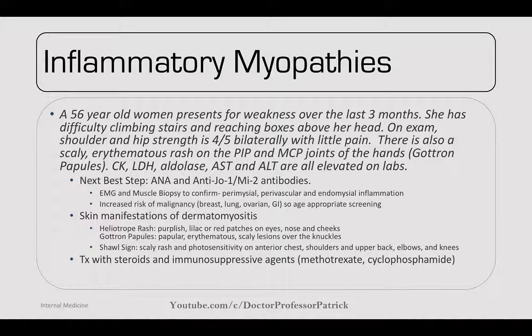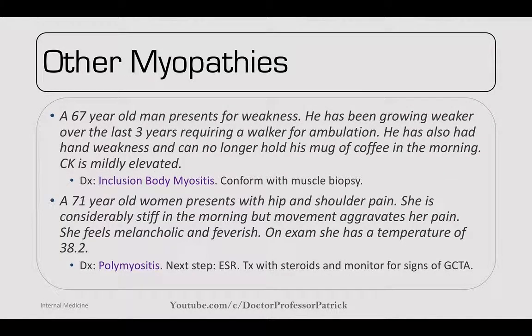There's the heliotrope rash, which is purplish lilac or red patches on the eyes, nose, and cheek. There's the Gottron papules, which are papular erythematous scaly lesions over the knuckles. And the shawl sign, or scaly rash and photosensitivity on the anterior chest, shoulders, upper back, elbows, and knees. With both of these, you would treat with steroids and immunosuppressive agents like methotrexate and cyclophosphamide.